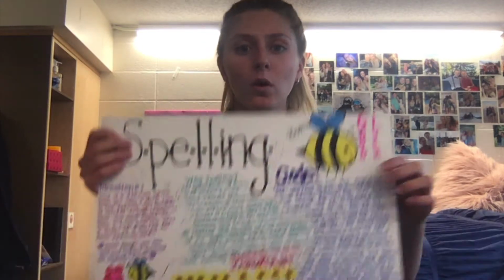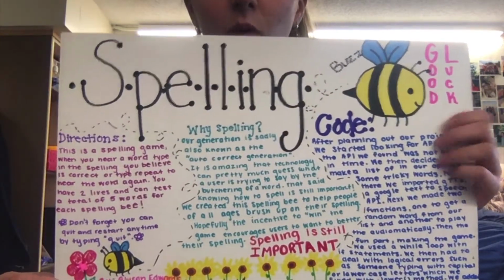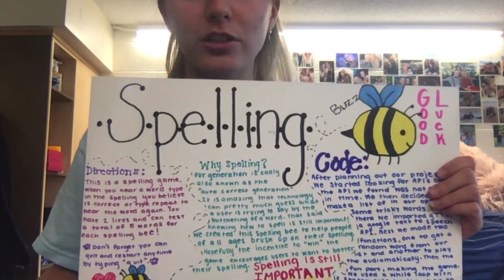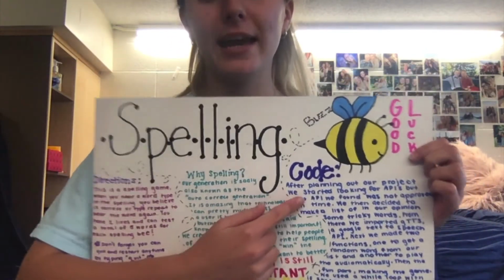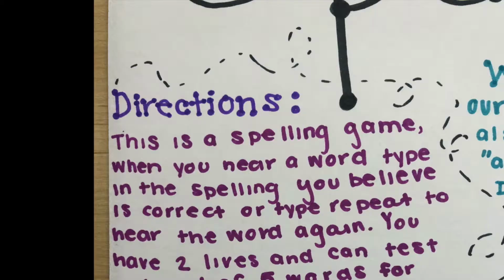Hi, my name is Allison Edwards, and along with my partner John Sweetwood, we created a Python code that runs a spelling bee. We also created this poster. We separated the poster into 3 different parts: directions, why we chose to do the spelling bee, and how we did our code. The first section of our poster are the directions.